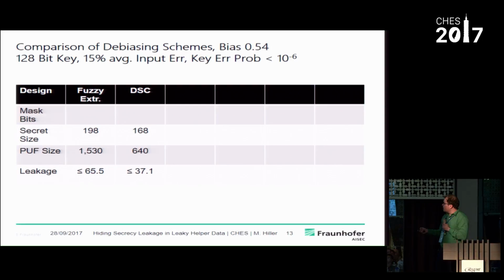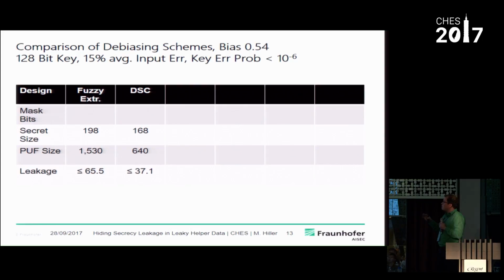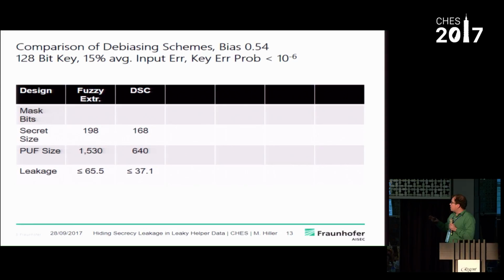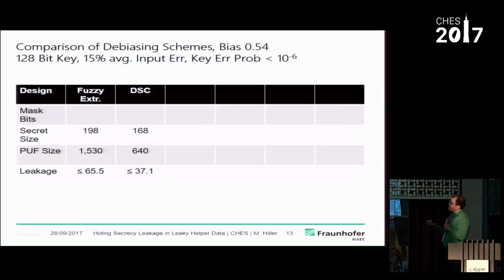With conventional methods, without debiasing, we would use a fuzzy extractor construction. If we have 1,500 PUF bits, we need roughly 200 secret bits because we have a leakage of 65, upper bounded, so it's slightly less in reality. Using differential sequence coding, a pointer-based approach, we run into the same issue that we also have 37 bits of leakage.